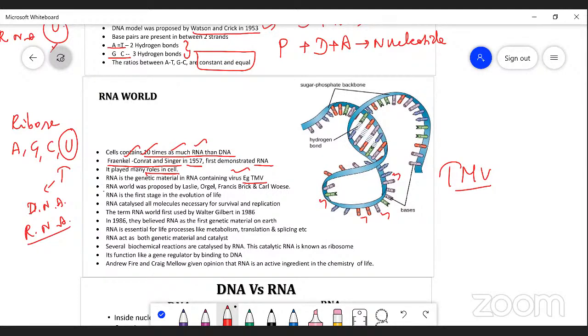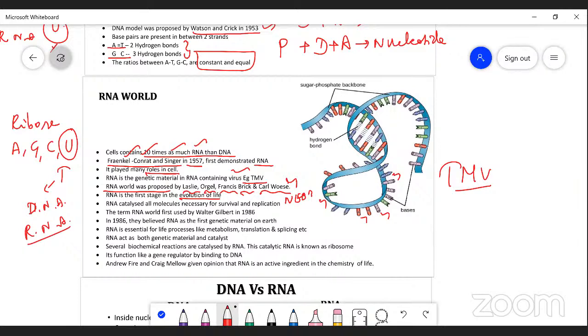The RNA world was first proposed by Leslie Orgel, Francis Crick, and Carl Woese. We already know about Carl Woese; we studied him in classification. So the RNA world was proposed by, it is one of the key questions, Leslie Orgel, Francis Crick, and Carl Woese. The RNA is the first stage in the evolution of life. Life originated from the RNA.